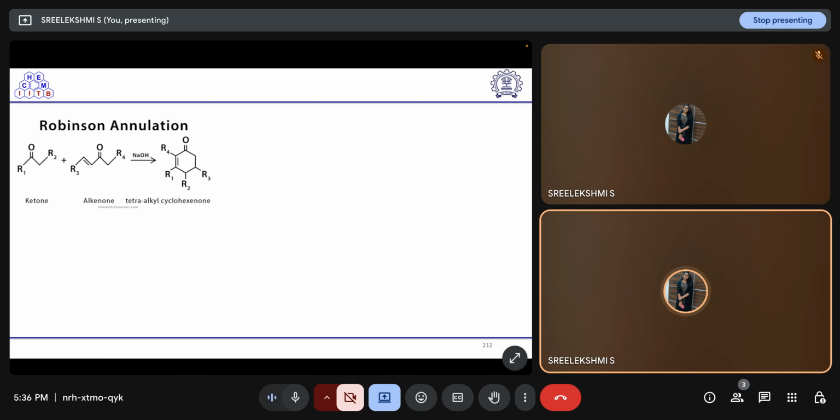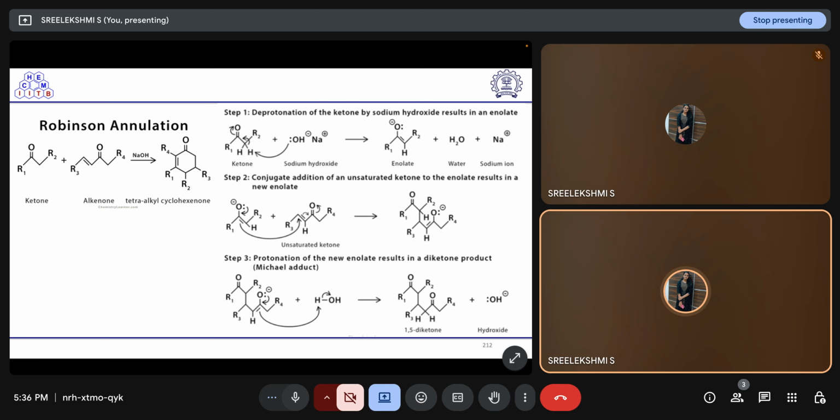Now, the next reaction is Robinson annulation. This also we have already discussed previously. So, it will be happening by first the deprotonation of the ketone by a base, which results in an enolate, and then conjugate addition of an unsaturated ketone to the enolate, resulting in a new enolate, and then Michael addition is happening. So, this is like Michael addition followed by aldol condensation. We can say we will be getting this Robinson annulation, that is, a new ring will be formed in this reaction.